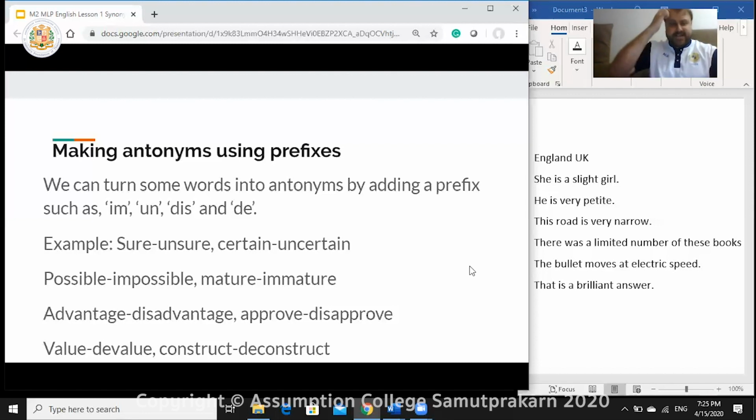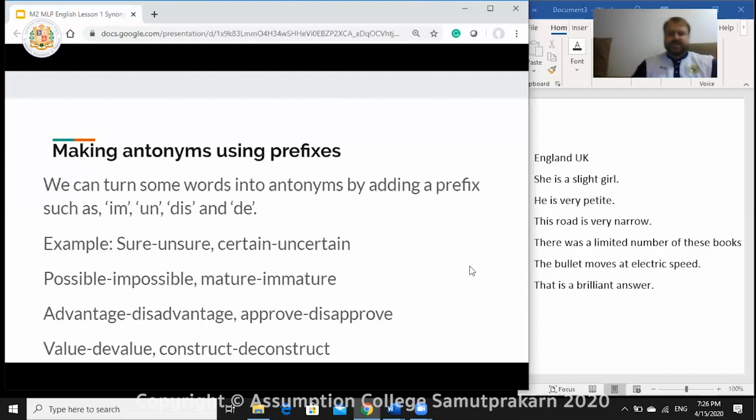Approve means I say it's okay. I think it's a good idea. And then disapprove is the antonym. Okay? Disapprove. I don't agree. It's not okay. So, one more set, value. To value something. Do you think it's worth a lot? To devalue it, to make it worth less. To construct, to build something. And then to deconstruct, to take it apart.